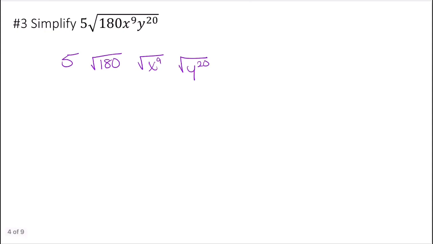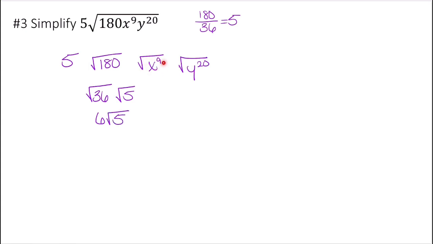Remember, what I need to do here with 180 is figure out what is the biggest perfect square that evenly divides 180. If you use your squares chart, you'll see that the biggest perfect square that evenly divides 180 is 36. Then I do 180 divided by 36 on my calculator, and that tells me that that is 5. So what I have left under the square root is 5. The square root of 36 is 6, so I can turn this into 6 times the square root of 5.